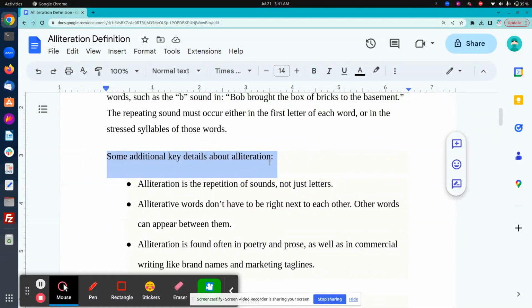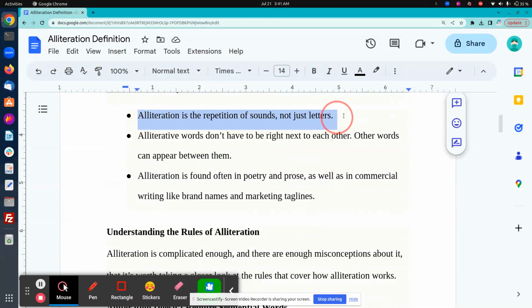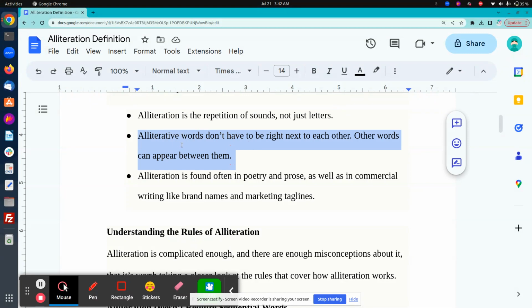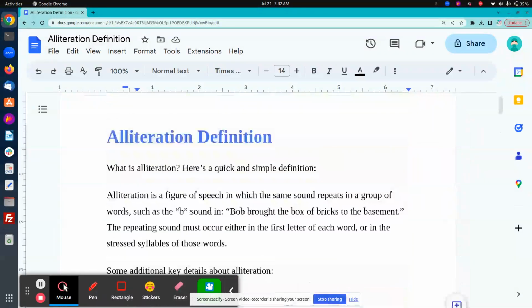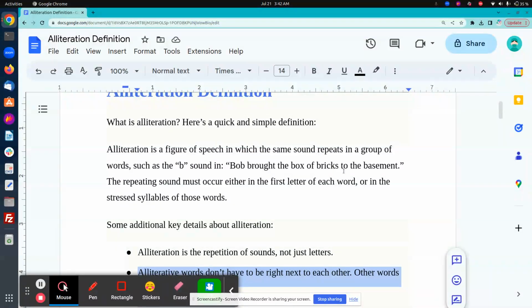Furthermore, we have some additional key details about alliteration. Alliteration is the repetition of sounds, not just letters. It can be a continuous repetition, or a discontinuous repetition, not necessarily in a sequence. Just keep in mind it is a repetition of sound, not letters. Alliterative words don't have to be right next to each other. Other words can appear between them. So this is one of the attributes: other words can come in between the example of alliteration.